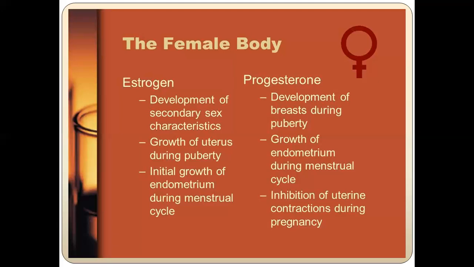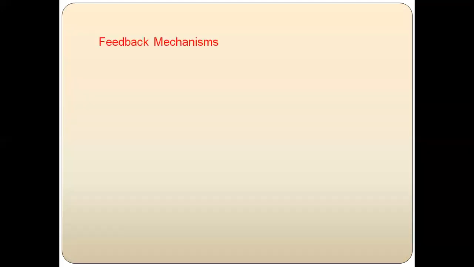Okay. Now, the last topic is feedback mechanism. Now, what is a feedback mechanism? First of all, we should know about the feedback mechanism. Feedback mechanism means the regulation of a process by the output of the same process. How can you define it? Feedback mechanism means the regulation of a process by the output of the same process.